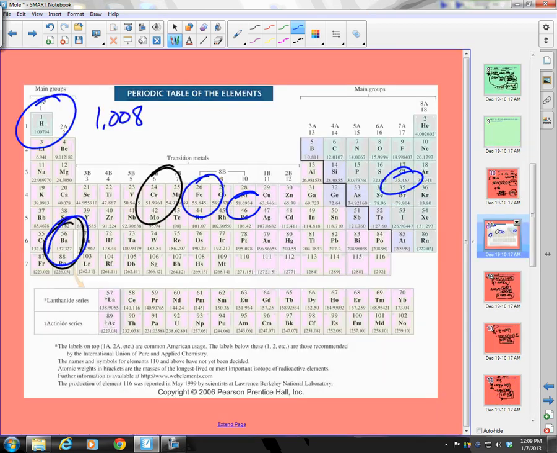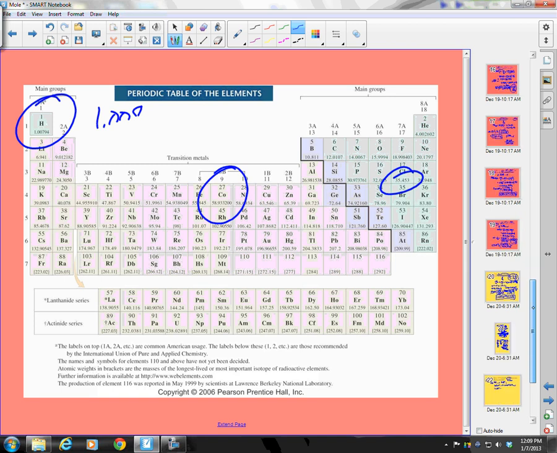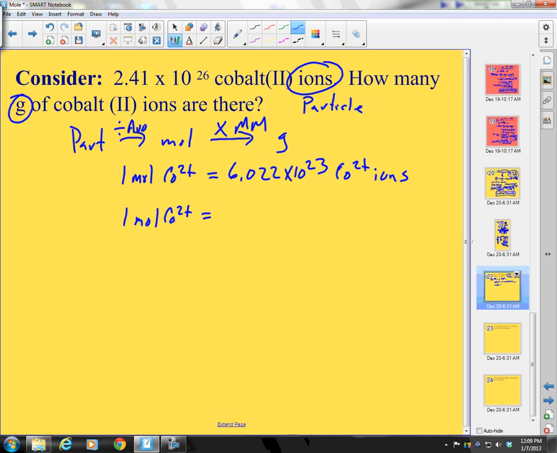Well, we want to go to my periodic table. Let's find cobalt. Where's cobalt? Got to clean this mess up, don't I? Cobalt. Looks like it's 58.93. 58.93 grams of cobalt 2 ions. Good, so those are my equalities.